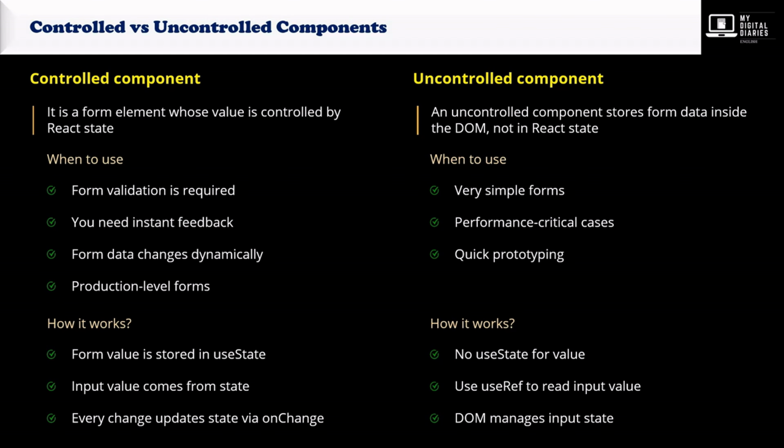Now let's quickly summarize the difference. Controlled components are managed by React state. There is more code but more control. They are best for real-world and production apps, while uncontrolled components are managed by the DOM, with less code and simpler, best for small or quick forms. In modern React applications, controlled components are preferred because they provide better validation, user experience and maintainability.